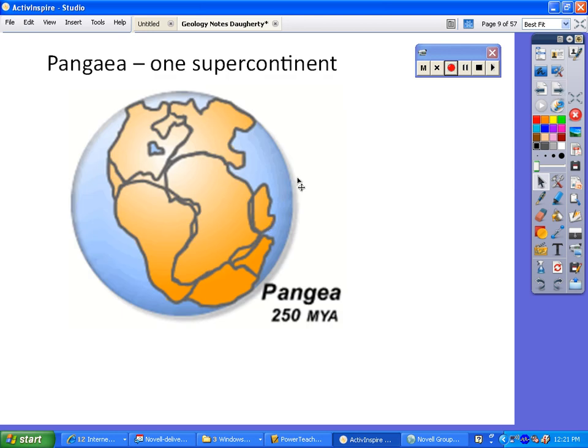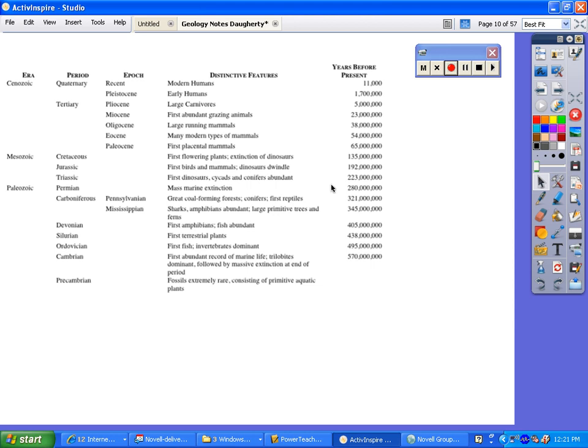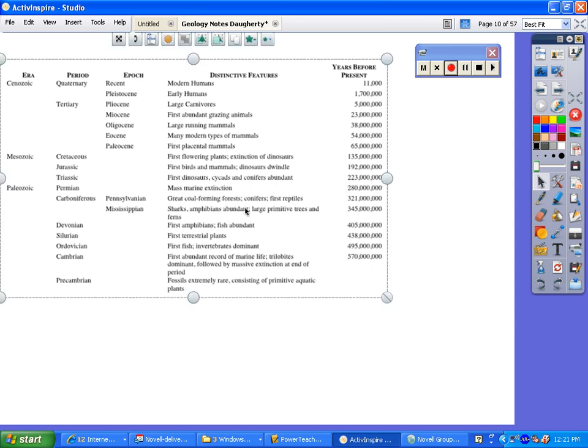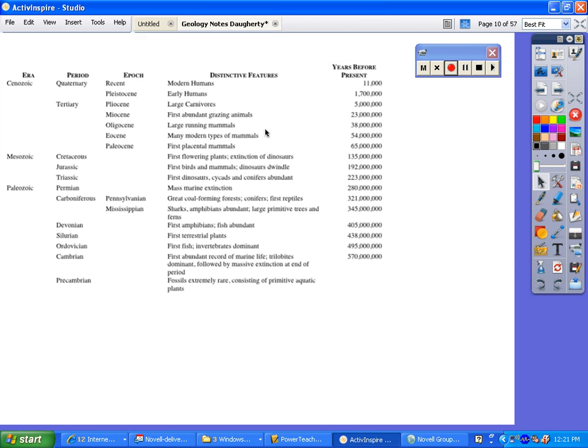Okay, so this is just another slide of Pangea, the supercontinent of all the continents together. This is a chart of geologic time. We are actually going to do some activities with this later on in this unit, but it just kind of shows you some of the major eras and periods and what sorts of things came about.